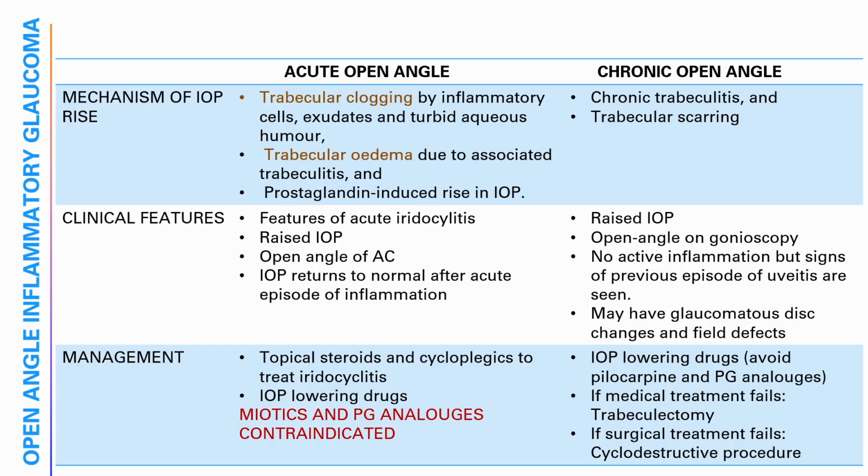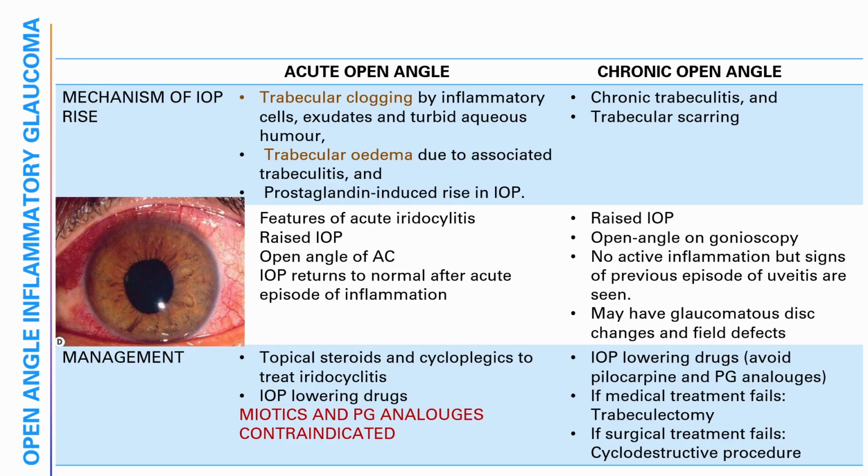So, the mechanism of IOP rise in acute open angle is by trabecular clogging by inflammatory cells, exudates, and turbid aqueous humor. And there can be trabecular edema due to associated trabeculitis. And the third mechanism is prostaglandin-induced rise in IOP. The clinical features are features of acute iridocyclitis, raised IOP, open angle of anterior chamber. IOP returns to normal after the acute episode of inflammation.